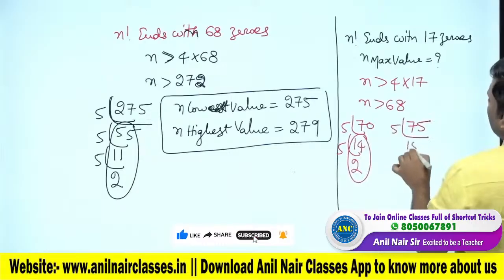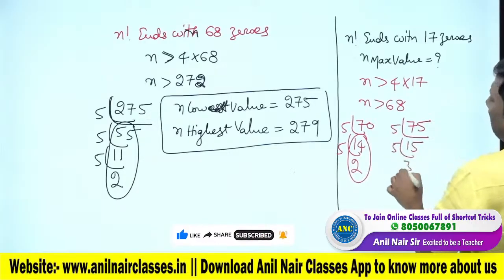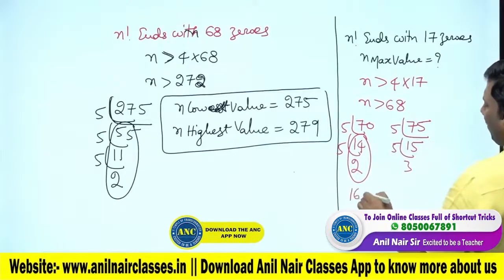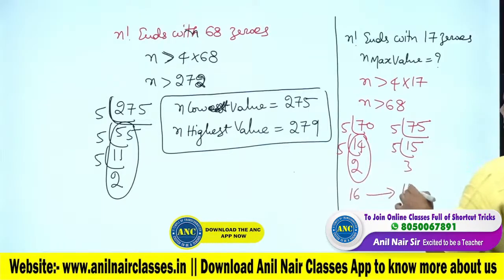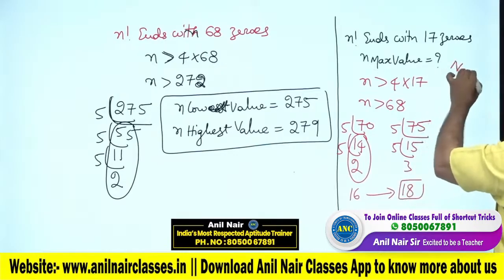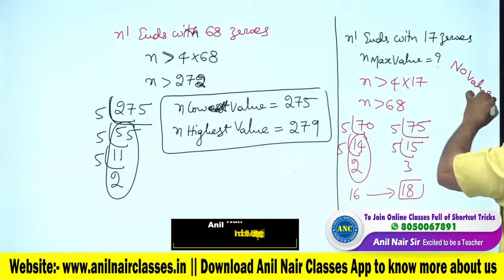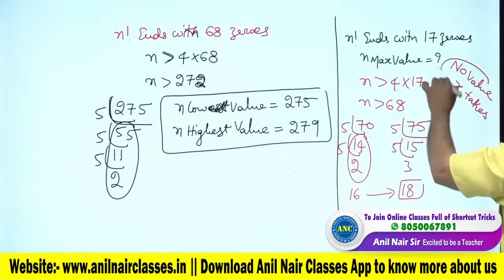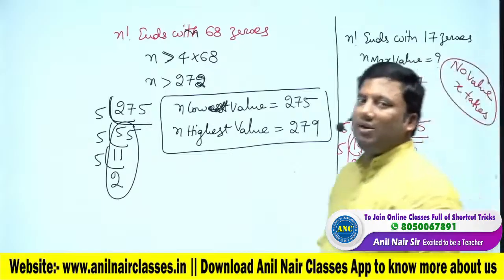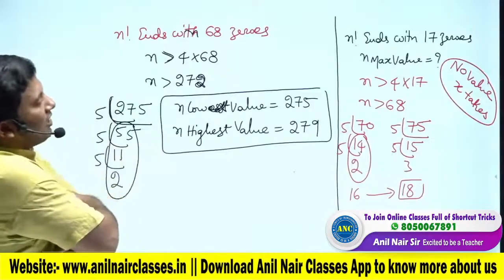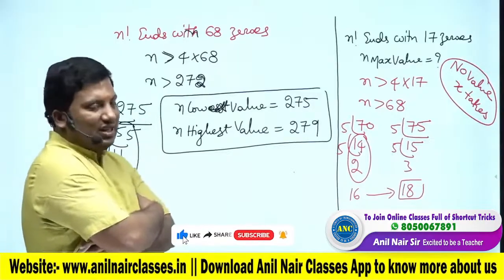5 15s are, 5 3s are. 75 is a multiple of 25. So there will be a jump from 16 to 18, with 2 extra. How many values will n take such that n factorial ends with 17 zeros? What will be the answer? No value will satisfy this equation.